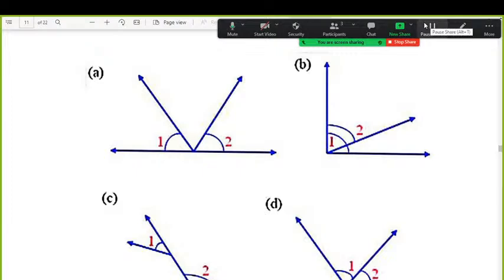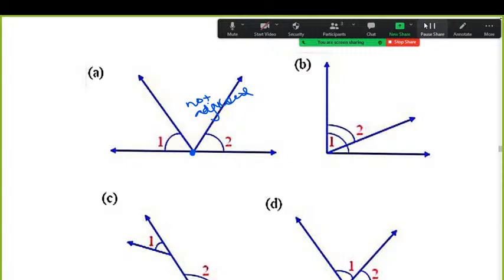Do you think 1 and 2 are adjacent? They have common vertex. Yeah. They have common vertex. But remember, they don't have common side. They are not adjacent. You said yes, but they are not adjacent. Do you think here 1 and 2 are adjacent? Yes, sir. Why do you think so? Because they have a common side. Which side is common? Sir, the first one and the second one. Here 1 is angle, 2 is angle. They said one side is common for 1 and 2.